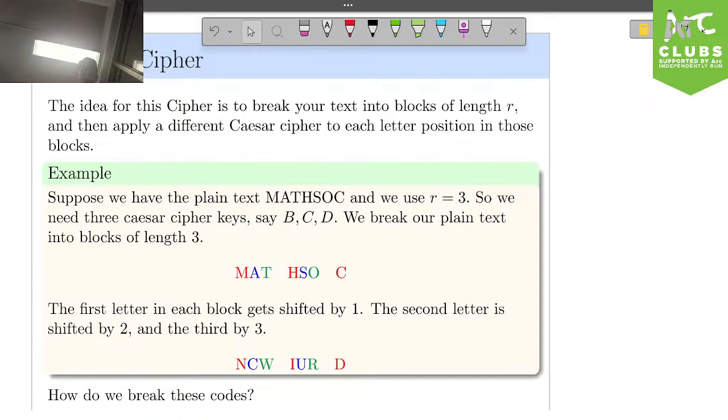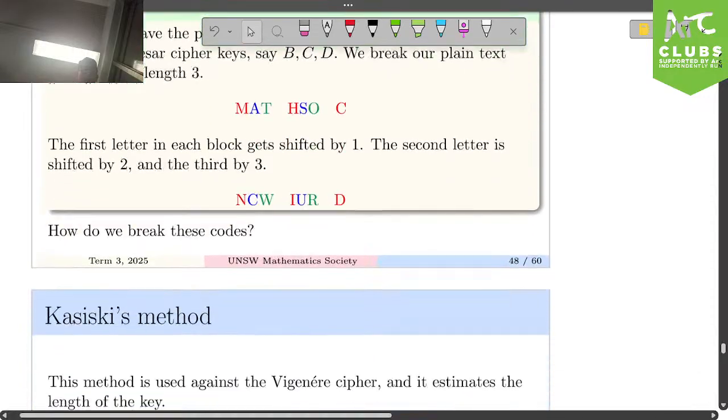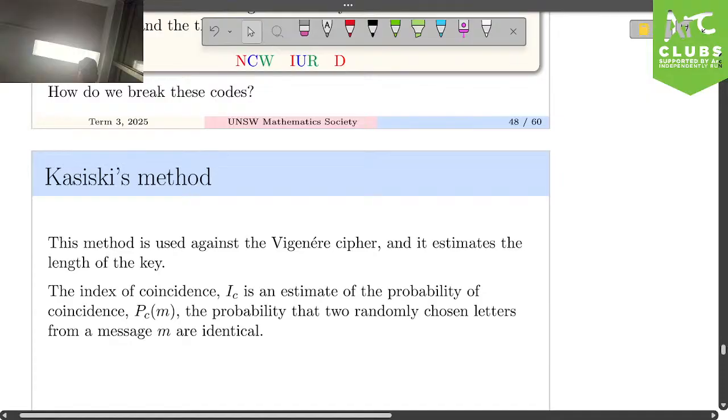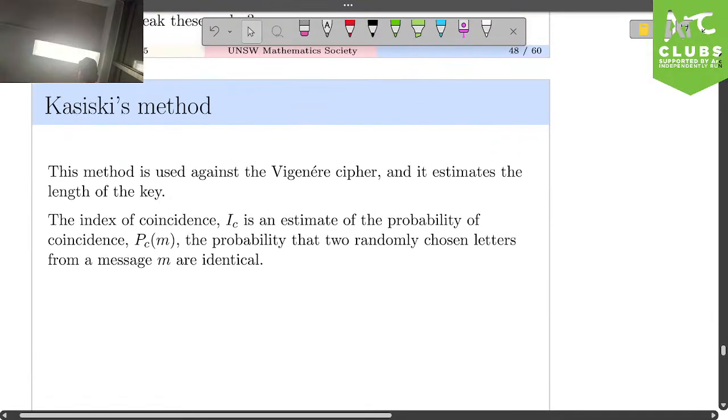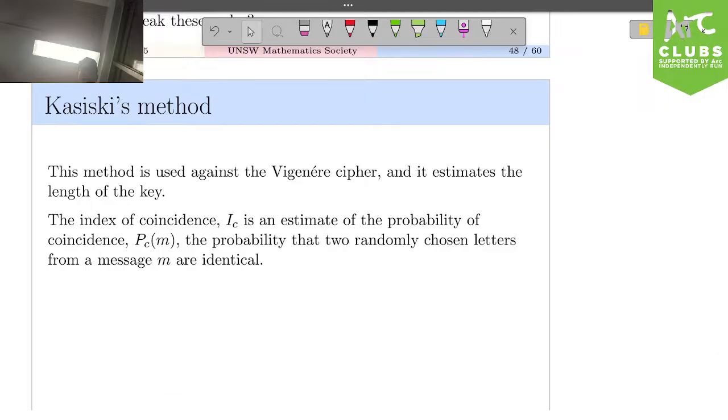And this is hard to break. But we can break it anyway, using this thing called Kasiski's method. Kasiski's method is we're going to find the length of the blocks, and then we're going to guess. But finding the length of the blocks makes it a lot easier to guess a key, because then we only have r many Caesar ciphers to break.